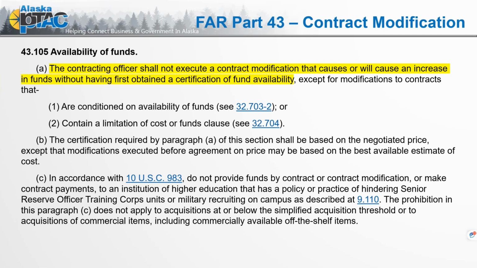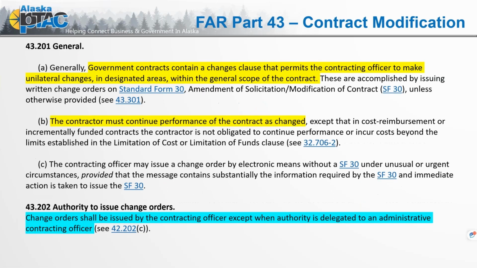All right, so we talked about availability of funds. And next, the FAR continues to say the government contracts contain a changes clause that permits the contracting officer to make unilateral changes in designated areas within the general scope of contract. And two, Part B, the contractor must continue performance of the contract as changed.